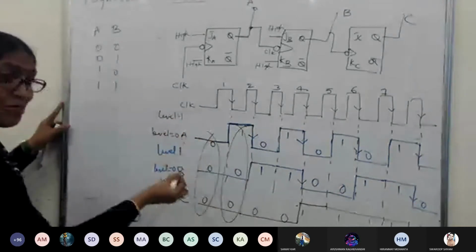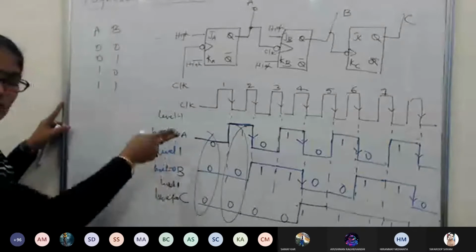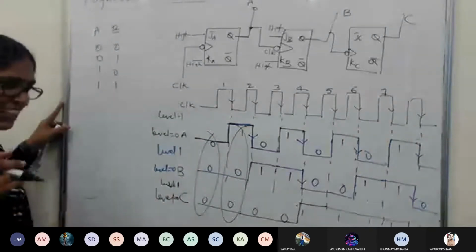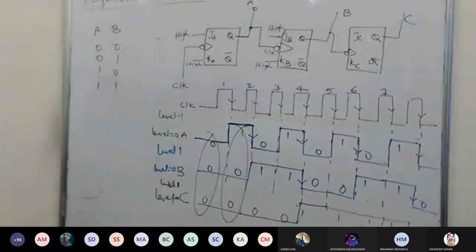So you are getting A and B when you did the 2-bit counter, it was different. When you did a 3-bit counter, it was different. Is that correct? Yes, ma'am. Correct. See, MSB and LSB is our understanding. Timing diagrams don't understand that, no?